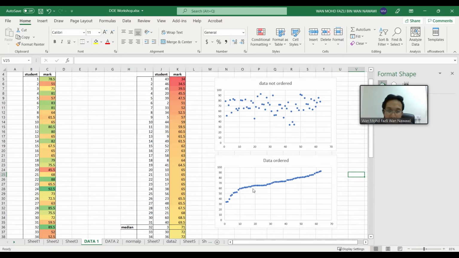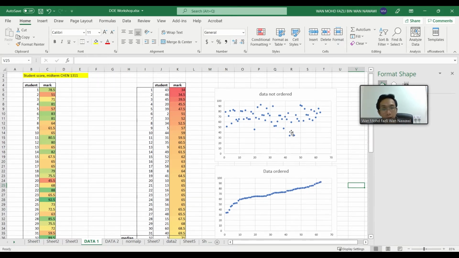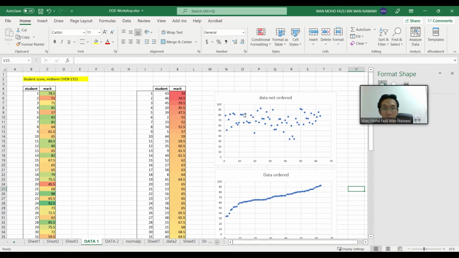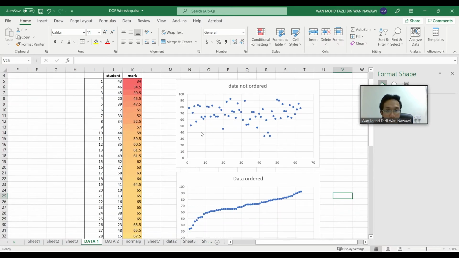In this case, it has nothing to do with prediction. It's just to show you the trend only. There is somebody at the bottom, somebody at the middle, somebody at the top. But if your data is not ordered, you can also see the trend, because you can see most of the people in this middle range here, and then some of them here.